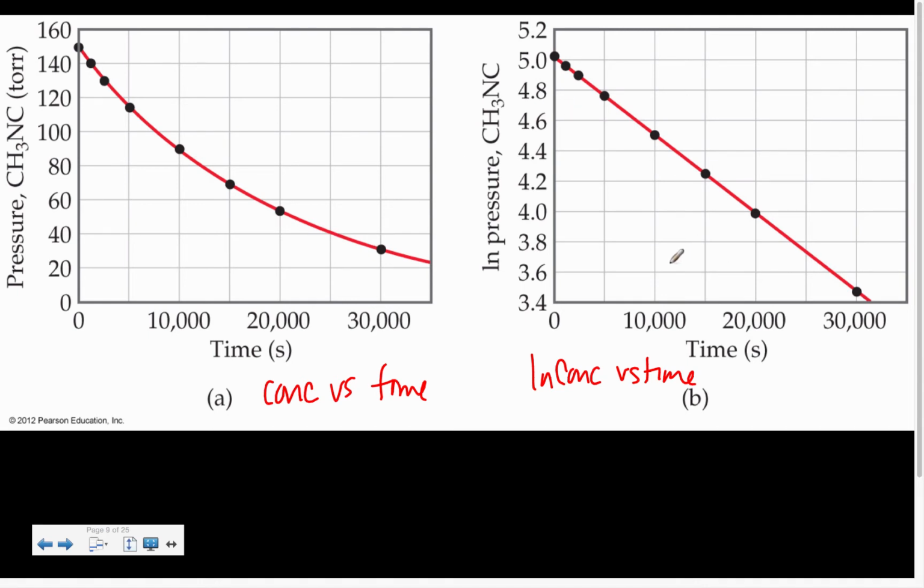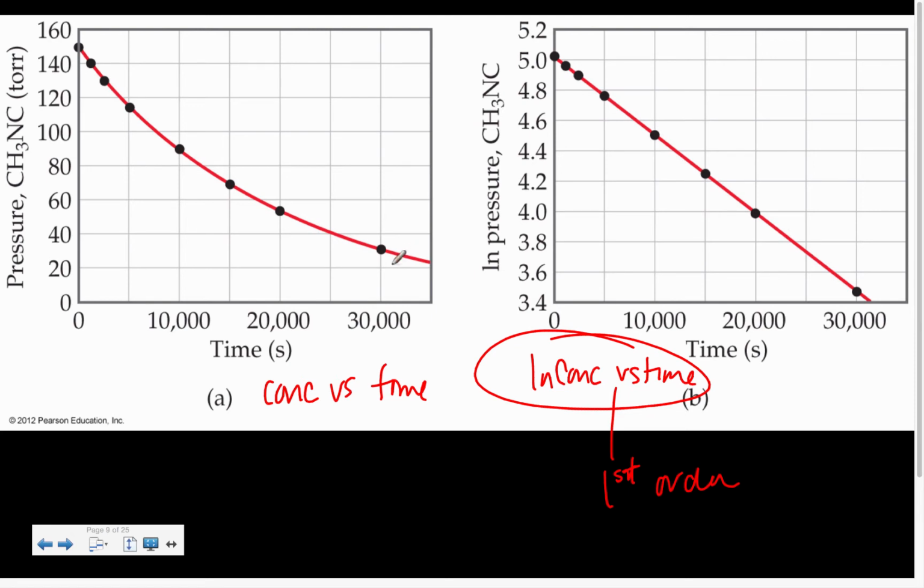You'll see that this is the same data that's just been plotted in a different way. We take the same information about the concentration of CH3NC and plot it in two different ways. If this is a straight line, the ln of concentration versus time, we know that it's a first order process. We know that it's not 0 order because it doesn't fit the plot for a 0 order process.